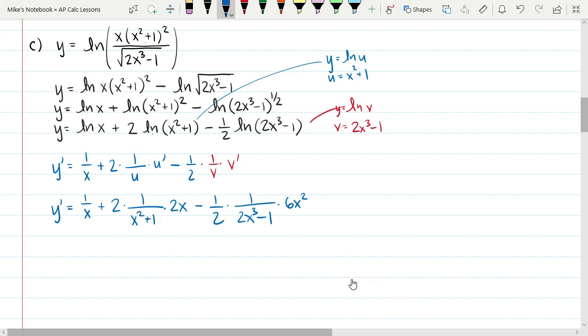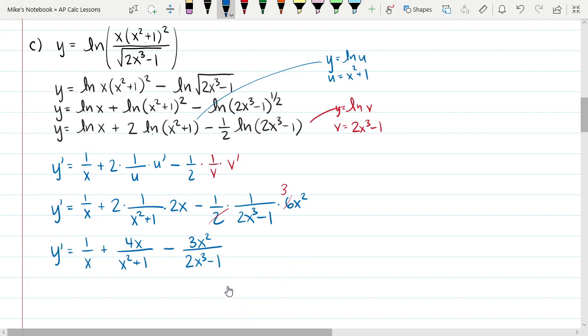All right, now we just got to clean this up just a little bit. So I'm going to put y prime equals 1 over x plus. Now in the numerator, I'm going to be multiplying the 2, the 1, and the 2x, and that's going to give me a 4x over x squared plus 1 minus. Now here, this 2 in the denominator is going to divide with the 6 in the numerator. That 6 is going to knock down to a 3, and then I can multiply the 1's and the 3x squared all across the top. I'm going to get 3x squared in the numerator and 2x cubed minus 1 in the denominator.